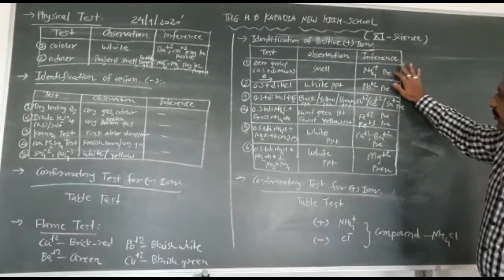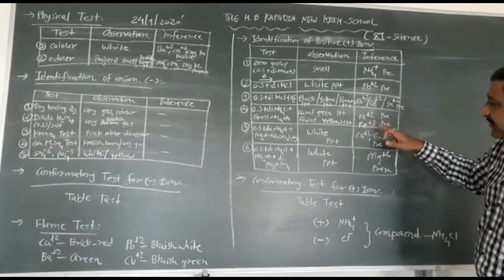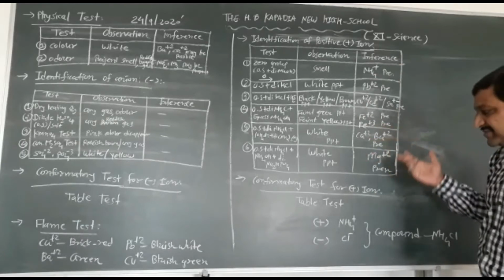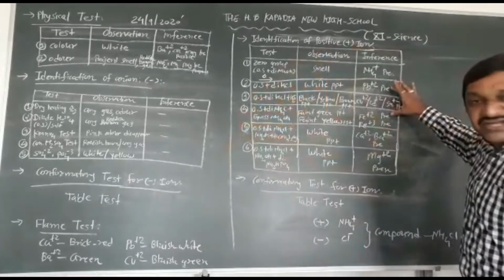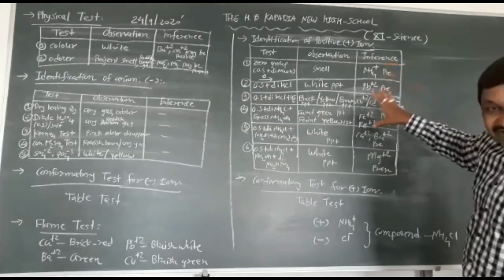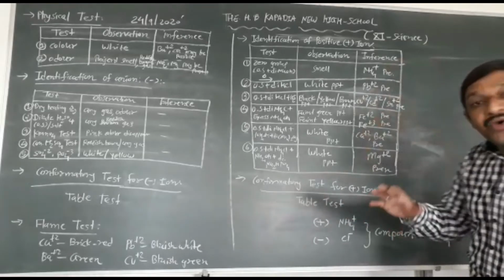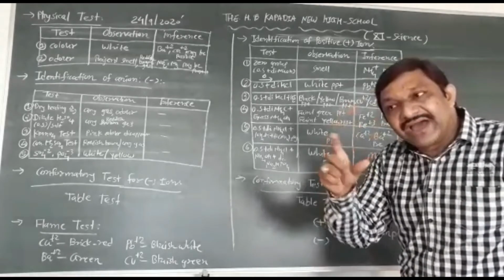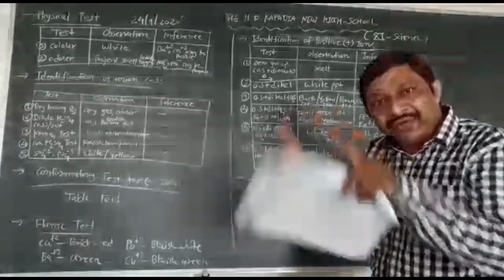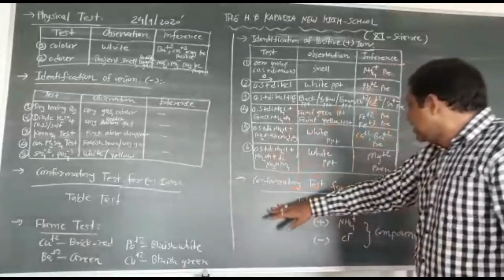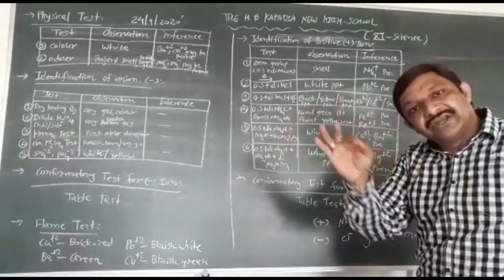NH4+, Pb+2, Cu+2, Cd+2, Sn+2, Fe+2, Fe+3, Ca+2, Ba+2, Mg+2. And finally you have to catch your positive ion through identification of positive ion. Then you have to perform the confirmatory test for positive ion table. The positive ions table is given in your manual. So open your manual and follow it, and perform the table test.